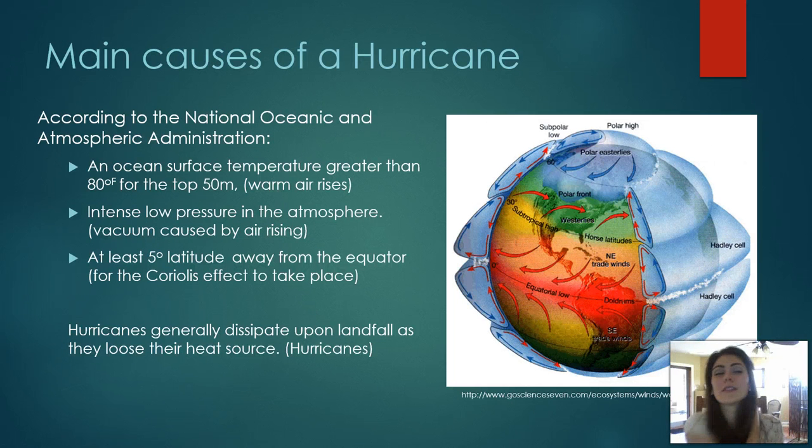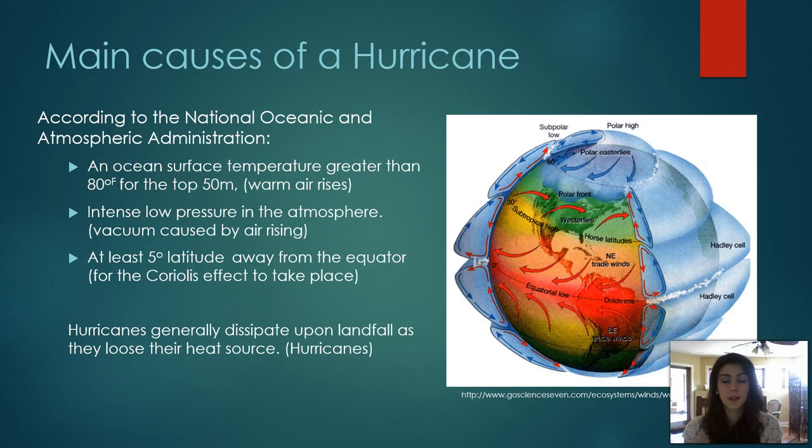So what are the main causes of a hurricane? According to NOAA, there are three main factors which are needed for hurricane formation. The first is an ocean surface temperature greater than 80 degrees Fahrenheit for the top 50 meters of water. Why this is important is it causes the air above it to warm, which then rises, thus creating a vacuum, which then leads to the second factor, which is a low pressure in the atmosphere.